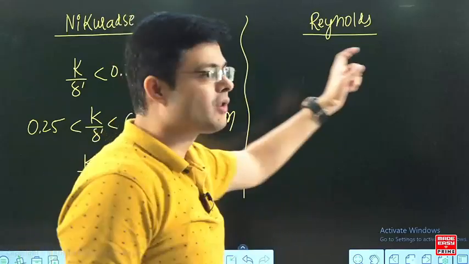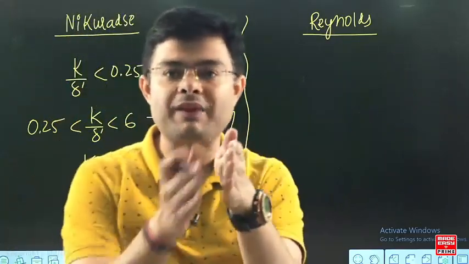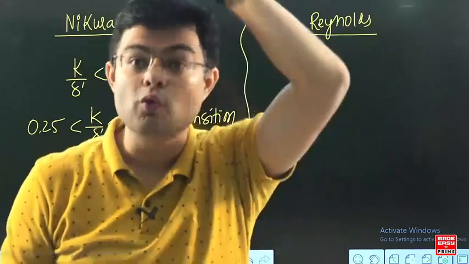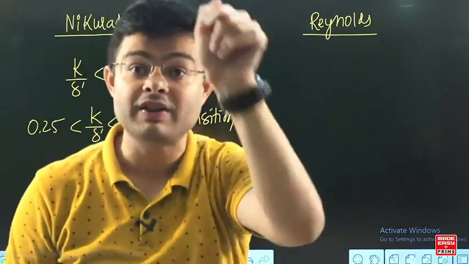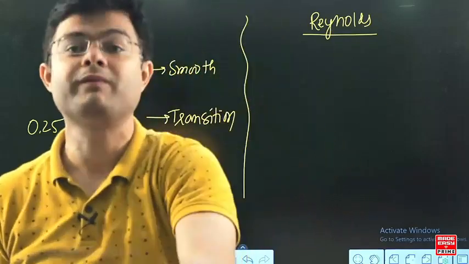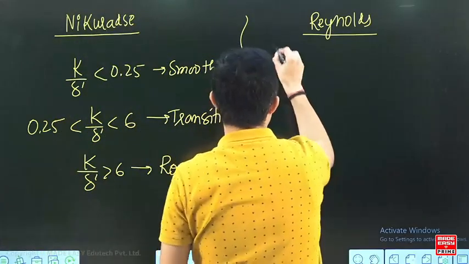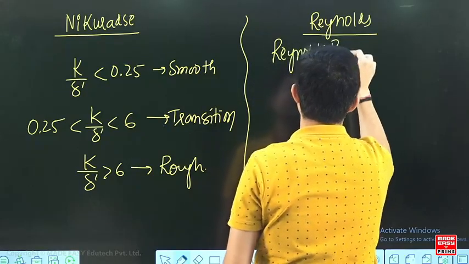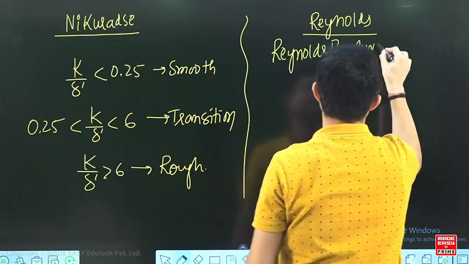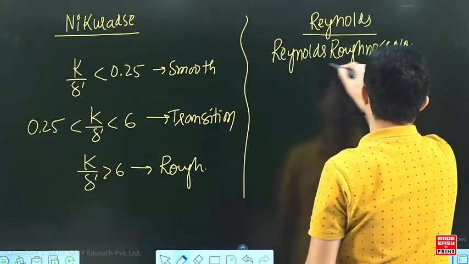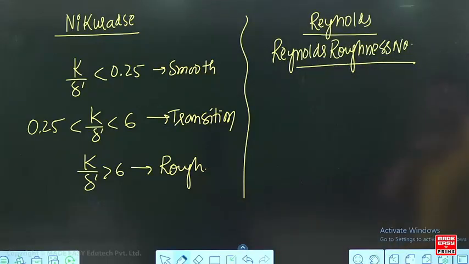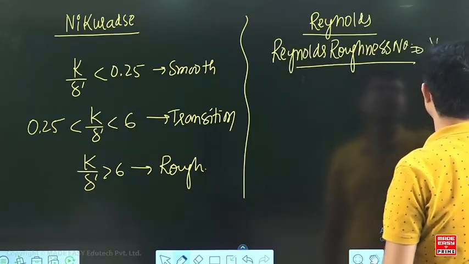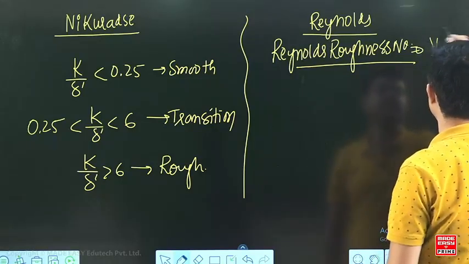So Reynolds was such a scientist, he beautifully bifurcated between laminar and turbulent with the help of Reynolds number. But he also did experiments and bifurcated which pipe will be smooth and which pipe will be rough. And he gave a number here known as the Reynolds roughness number. Now what is the Reynolds roughness number? It is defined as V star K by nu.